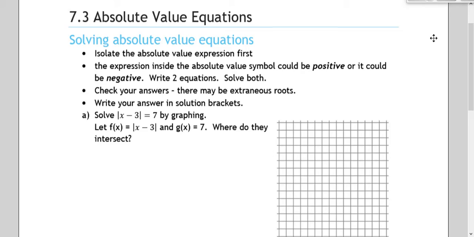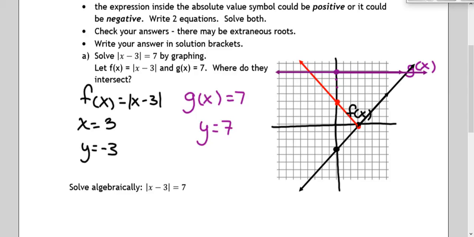So the first thing that I'm going to do is show you how we're going to solve it by graphing, and then I'm going to show you where they intersect and how that shows a solution, and then I'm going to show you how to do it algebraically. So I'm going to pause while I graph, and I'll be right back.